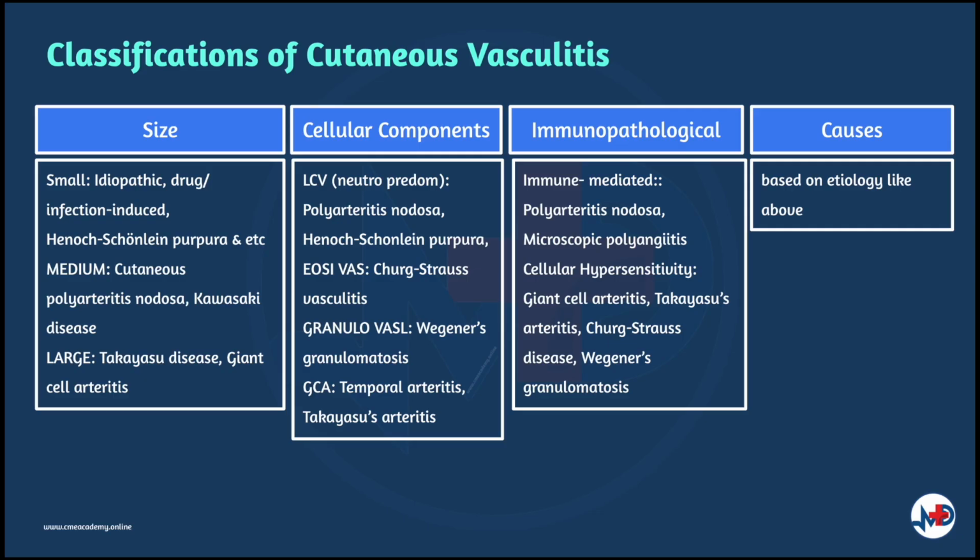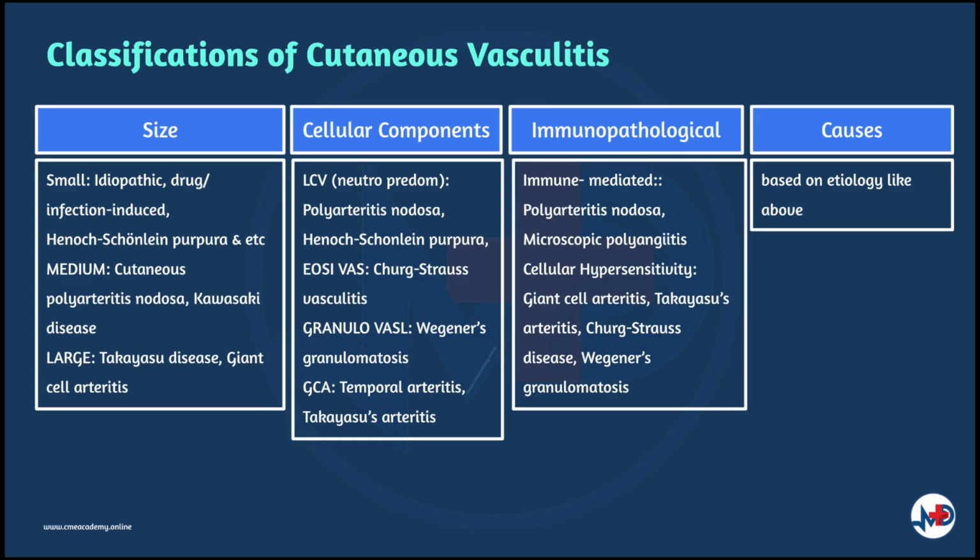Vessel size wise, cutaneous vasculitis may be divided into small, medium, and large. Under small, you have idiopathic, drug or infection-induced cutaneous small vessel vasculitis, Henoch-Schönlein purpura, and acute hemorrhagic edema of infancy, urticarial vasculitis, exercise-induced vasculitis, and erythema elevatum diutinum, to name a few. Examples of medium vessel involvement would be cutaneous polyarteritis nodosa, Kawasaki disease, and nodular vasculitis. And lastly, large vessel involvement would be Takayasu disease and giant cell arteritis.